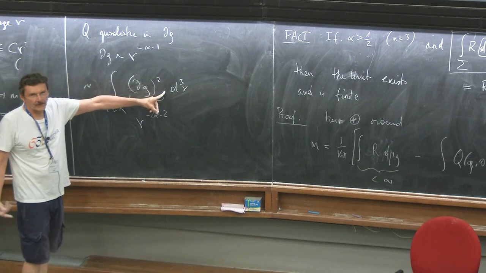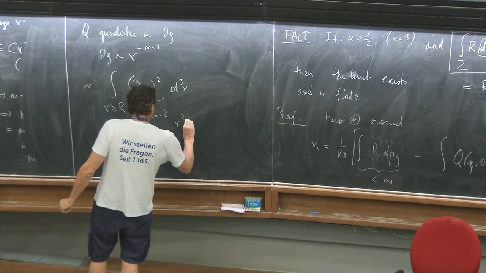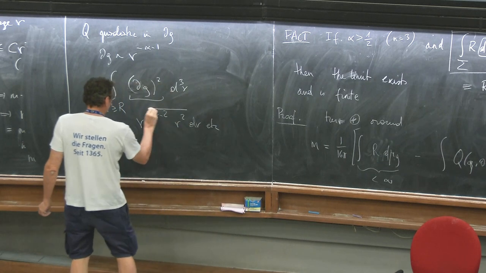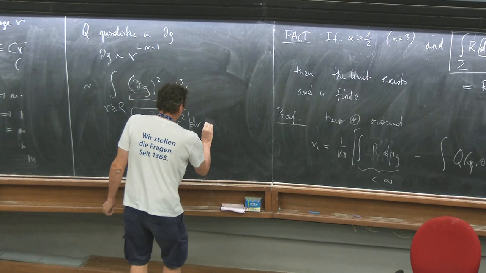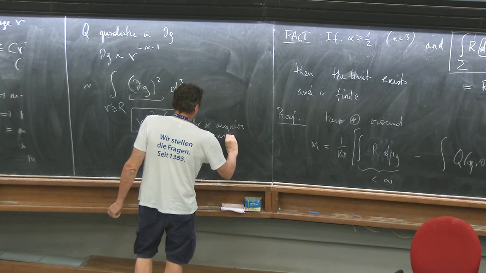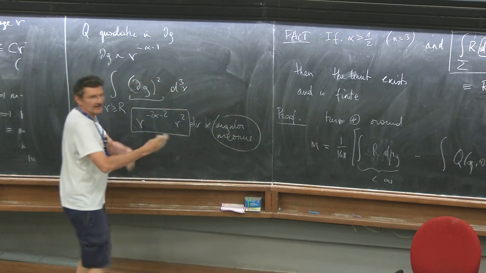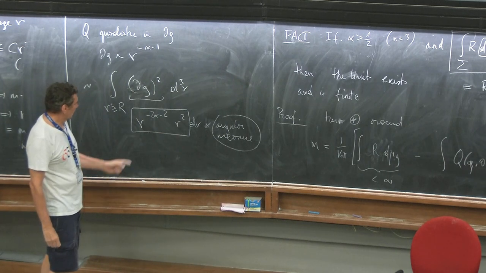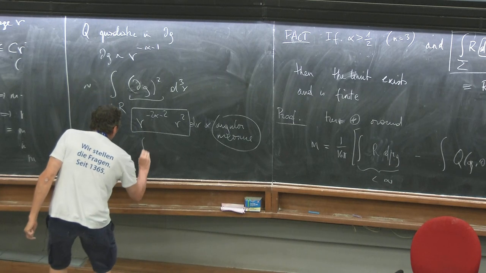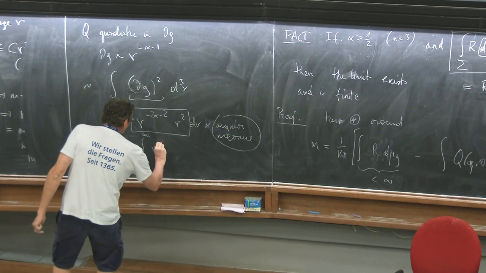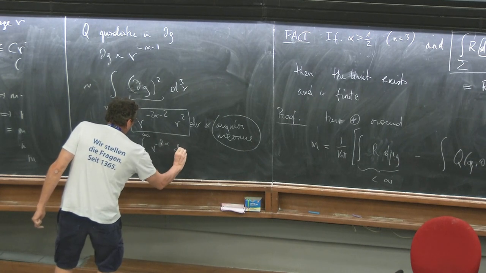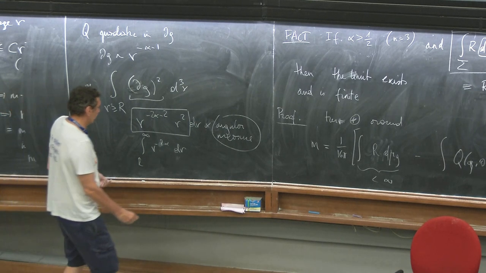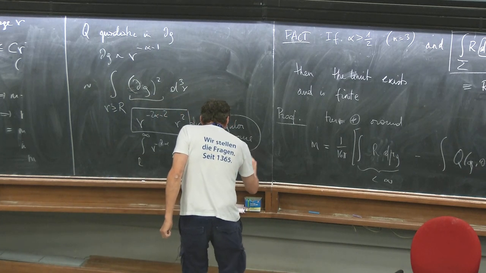And from this I get, you know, three dimensions and r square dr and the angles, right? So d theta and so forth, times angular measure. Integrating over angles gives me a constant, so I don't care about this. But the important integral is the integral of r. I'm integrating from R to infinity, r to the minus 2 alpha dr. And this converges if and only if alpha is larger than 1 half, right? So it's finite, alpha larger than 1 half.